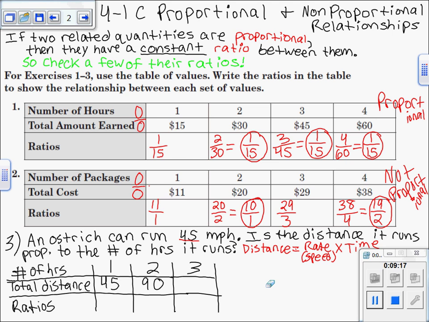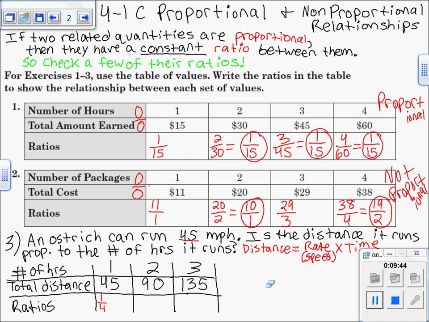Now, during the third hour, as he's approaching 3 hours, he travels another 45 miles. By the way, this ostrich is an endurance runner. So now 90 miles plus another 45 miles gives us 135 miles. So at 3 hours, he's traveled a grand total of 135 miles. So our job is to answer the question, is the distance that he runs proportional to the number of hours? So we're going to find that out by checking these ratios.